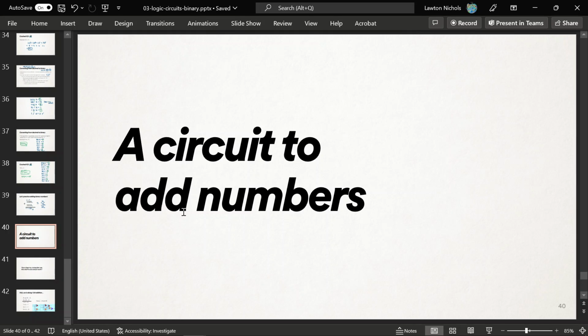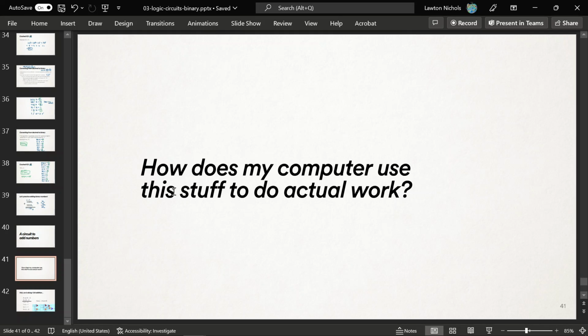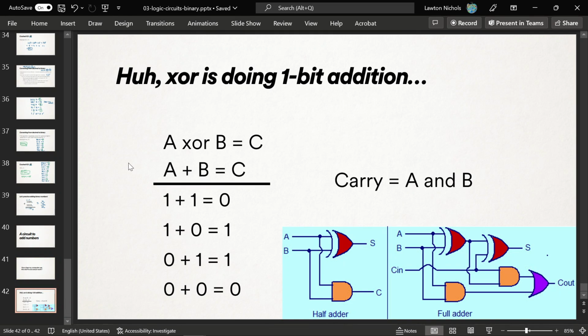So just to bring it all together, why in the world am I teaching you this? This is kind of how a computer is made. How in the world does your computer actually do this stuff? Let me bring it all together just for fun, okay?